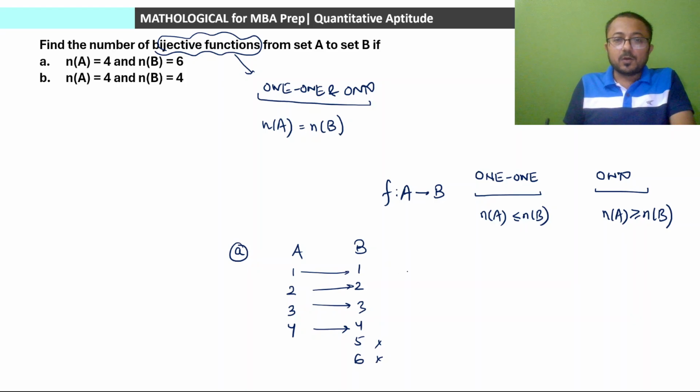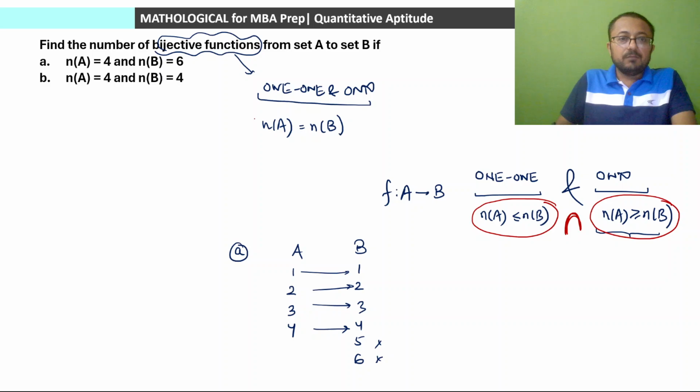So in any case onto functions will not be possible unless the number of elements in set A is greater than or equal to the number of elements in set B. And if you need both 1-1 as well as onto, which is a bijective function, so the first condition, which is the number of elements in set A less than or equal to the number of elements in set B, as well as the second condition, both conditions have to be met. दोनों तभी पॉसिबल होगा when the number of elements in set A is equal to the number of elements in set B, when this is met.